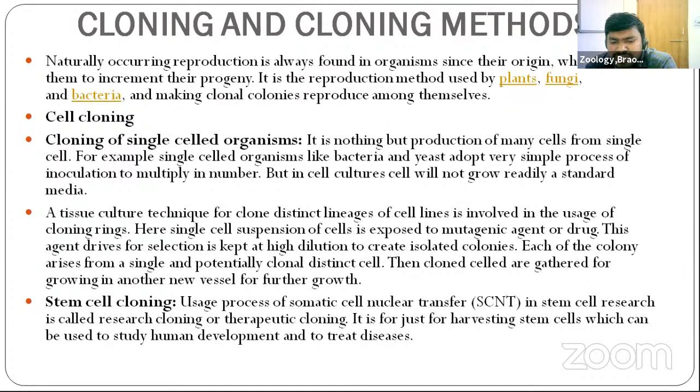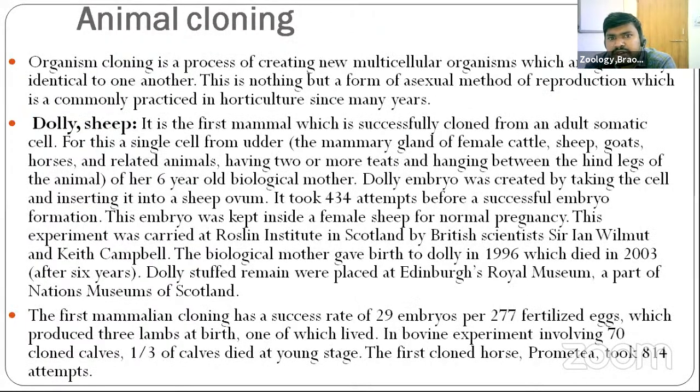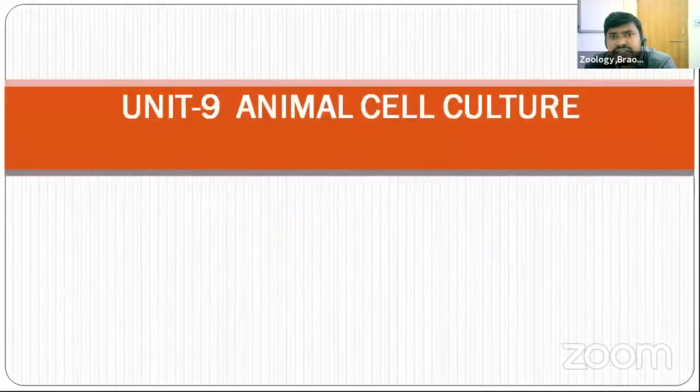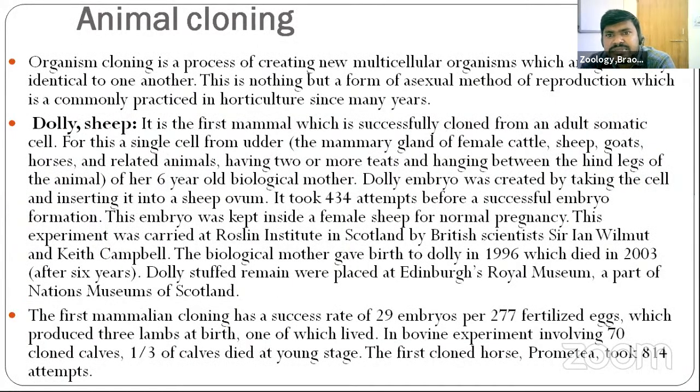Stem cell cloning uses the process of somatic cell nuclear transfer. In stem cell research it is called research cloning or therapeutic cloning. It is just for harvesting stem cells, which can be used to study human development and to treat diseases. And animal cloning is there, so gene cloning is there. Animal cloning, or organism cloning, is the process of creating new multicellular organisms which are genetically identical to one another.